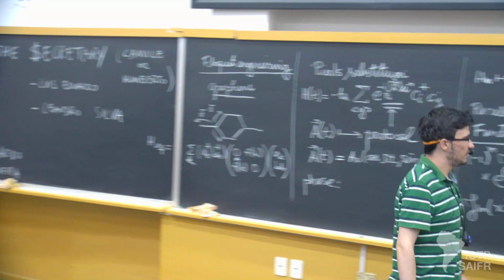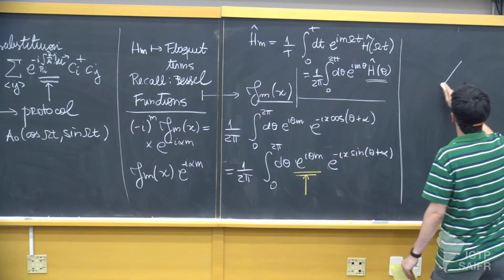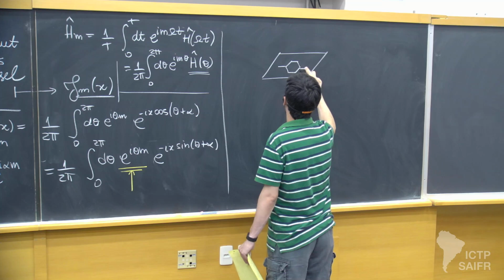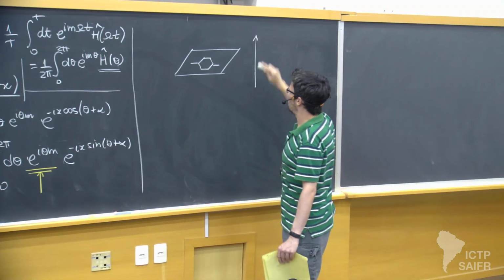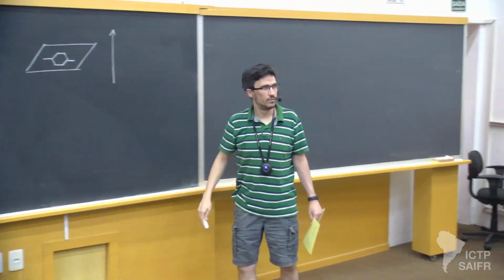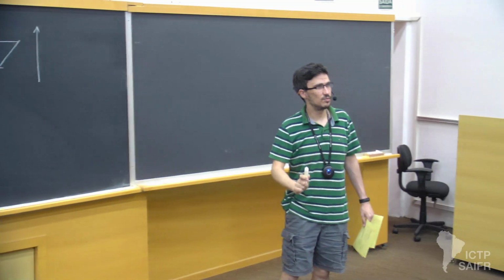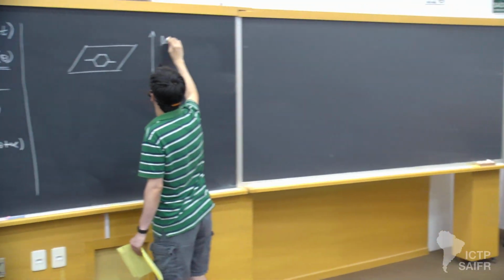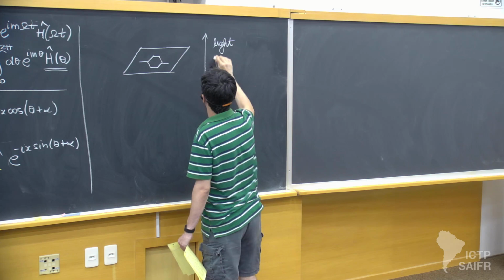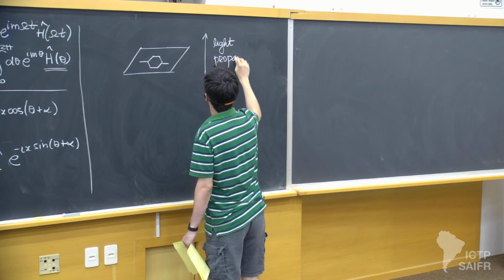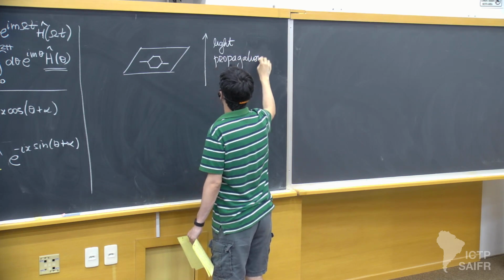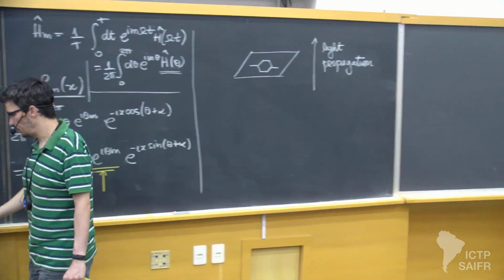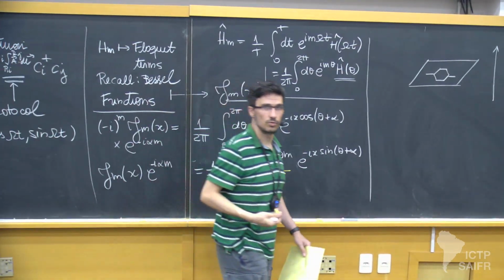We had our graphene yesterday. So graphene, a layer of graphene. We had our honeycombs. And then our proposal, the protocol, was to shine light perpendicular to the sample. So this is the direction in which light propagates. So this is the light propagation. And some questions that I got after the lecture yesterday, let me just address them now as well.